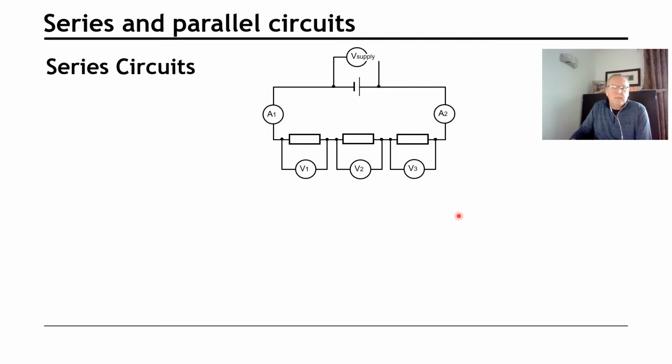In a bit more detail, this looks super complicated, but it's not really. What we've got is a series circuit. A1 and A2 are ammeters, and V1, V2, V3 and V supply are voltmeters. It makes the circuit look really complicated, but it's really just to highlight the properties of a series circuit. Remember, ammeters are connected in series, breaking into the circuit, and voltmeters are connected across, or in parallel to, the circuit.